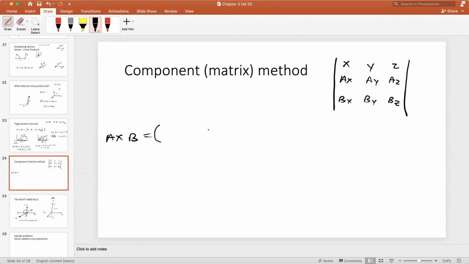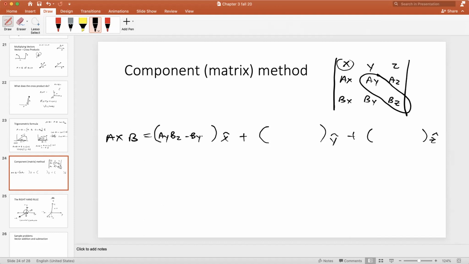How you do this is you write something times the X hat plus something times the Y hat plus something times the Z hat. What those somethings are: starting here, you do AY times BZ minus BY times AZ. So you just do this cross and this cross. For when you do Y, you forget the two below. So when we did this, we forget about AX and BX. So you just take those away and you do what we did.